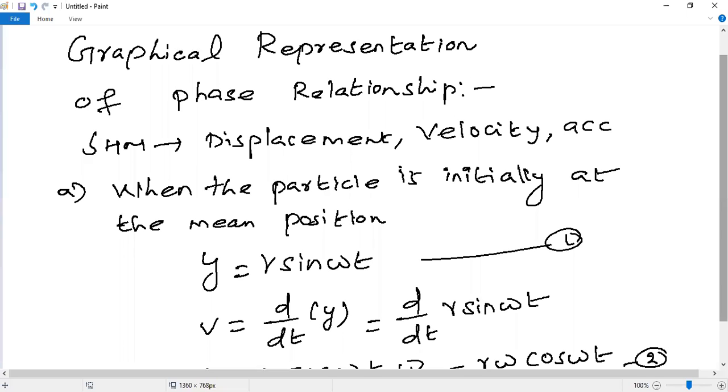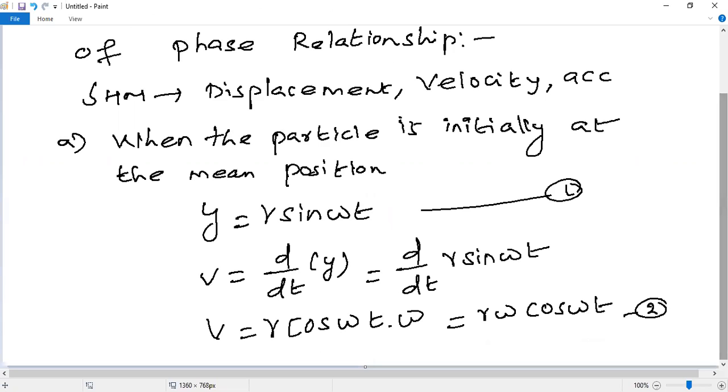differentiation of cos x means you will get minus sin x. Sin x means you will get cos x. Differentiation formula. One time differentiation you will get velocity. Second time differentiation you will get acceleration.